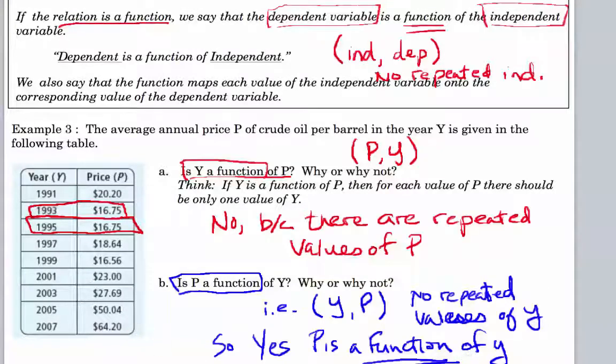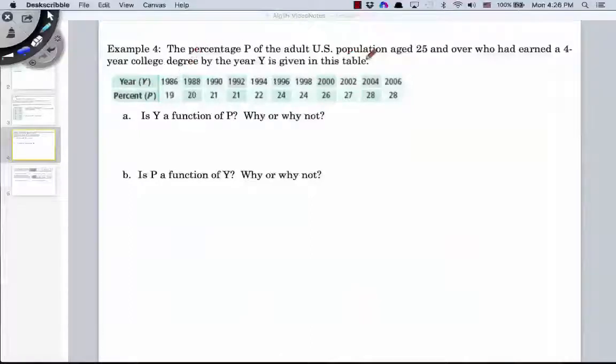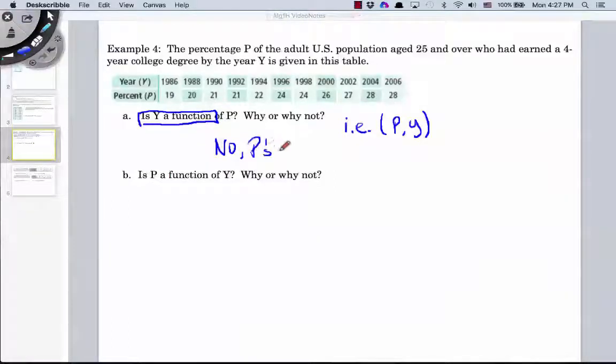In our next example, we're given the same question. Is y a function of p? So I'm going to write this out as an ordered pair. And again, it goes p comma y. And therefore, I'm looking for repeated values of p, or my percent. I see that I do have some repeated values, so I have to determine that no, y is not a function of p because there are repeated values of p. I see that 21 repeats and 24 repeats as well.